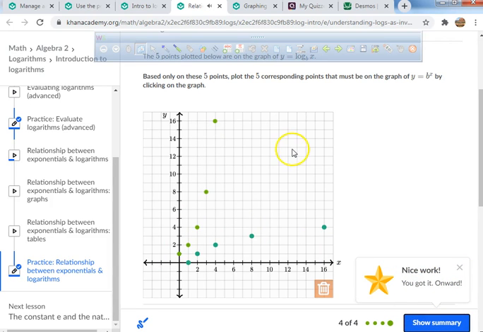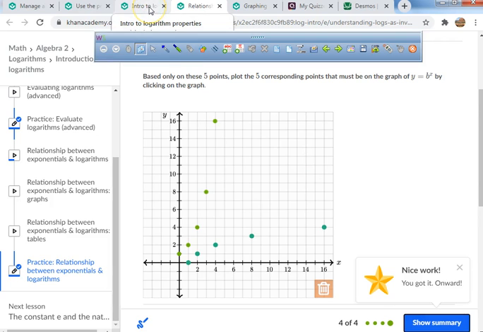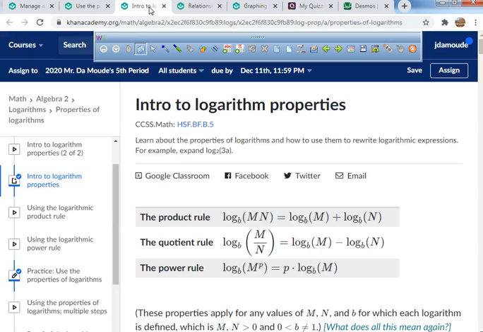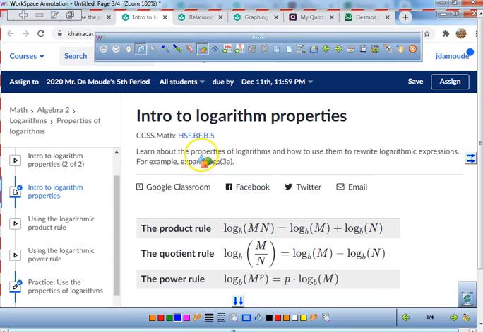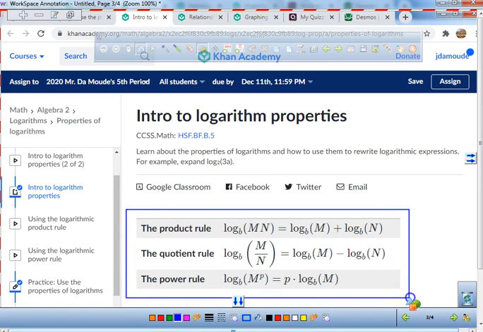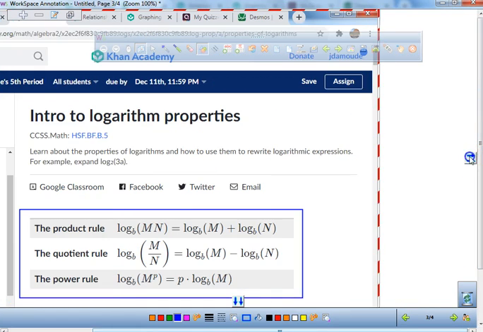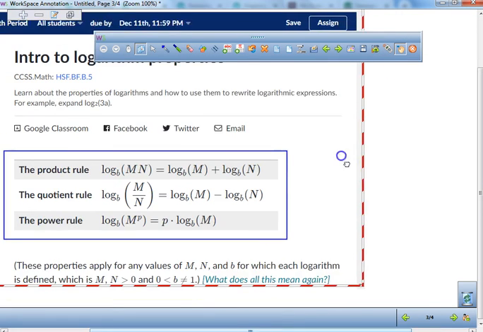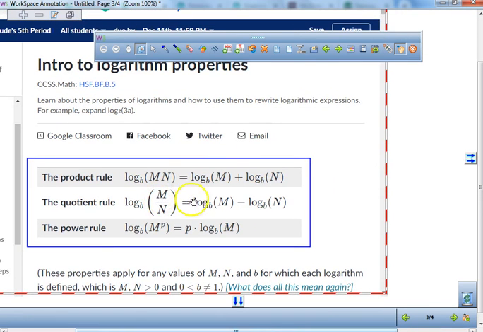Hope that was helpful. Now what we're going to do is we're going to move on to Intro to Logarithm Properties. So here's what I need you guys to do right now. I need you guys to make this table in your journal. So make that table in your journal. And then we're going to make this table, all right, except we're going to put numbers so you can kind of see how they work with numbers, not just letters. All right, so go ahead and make that in your table. Make that table in your journal.